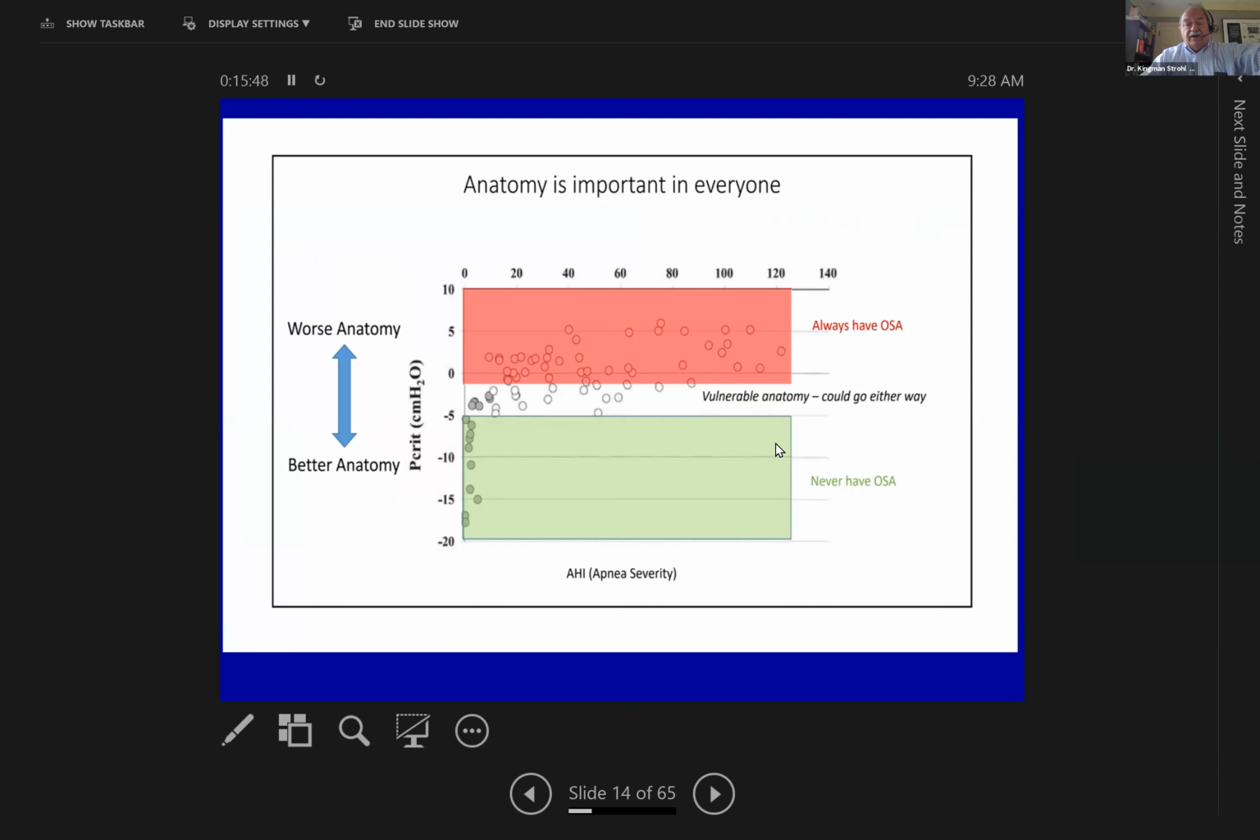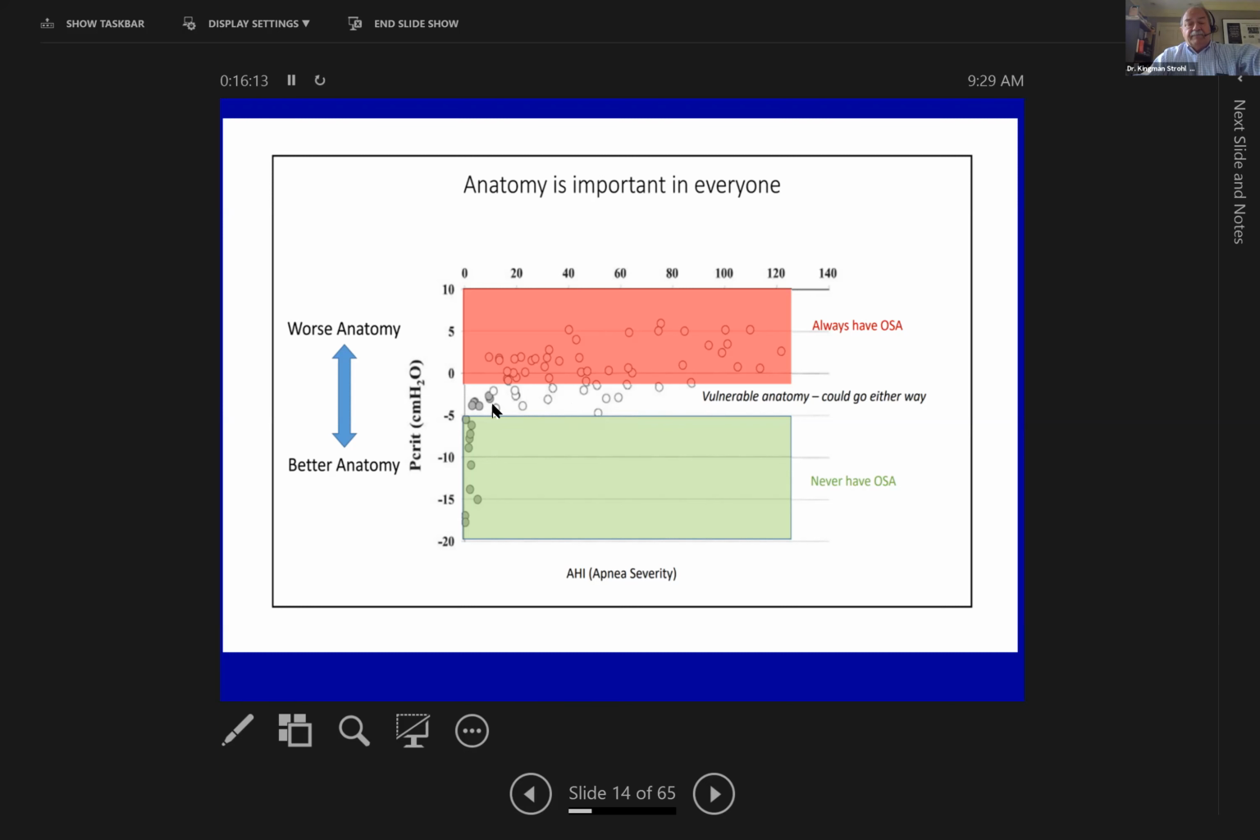This green is you don't have it, red is you always have it, and this in between part of about -5 to maybe -2, usually people go to about +1. You have a vulnerable anatomy. It could go either way. What that means is you could obstruct your airway or you could not obstruct your airway.